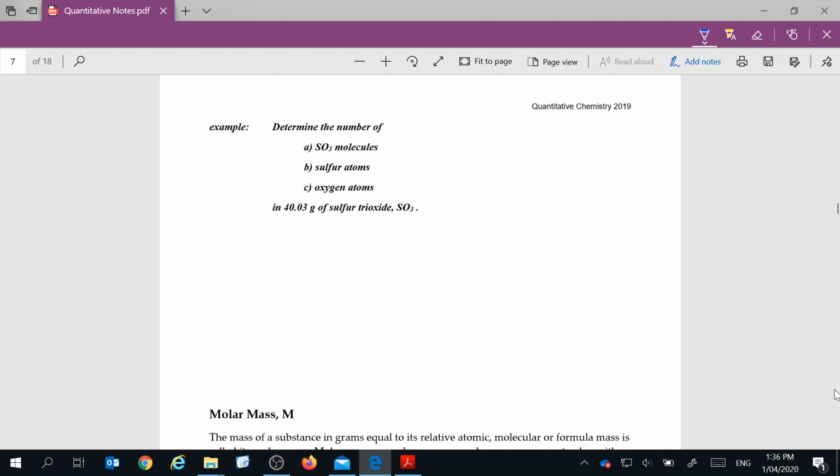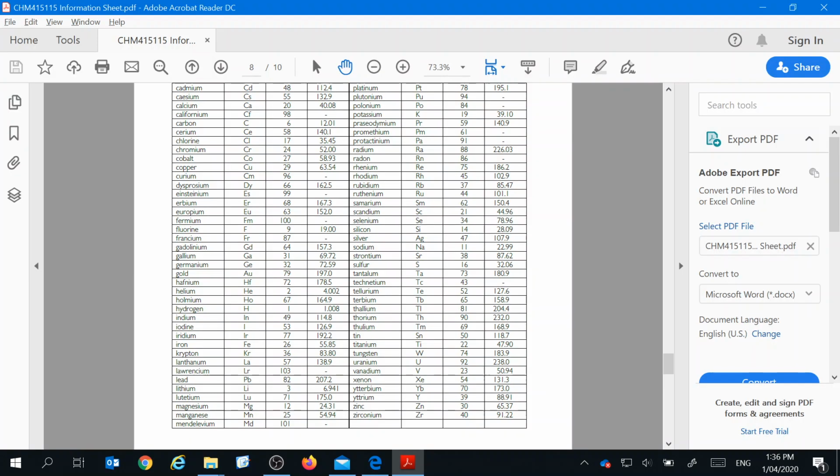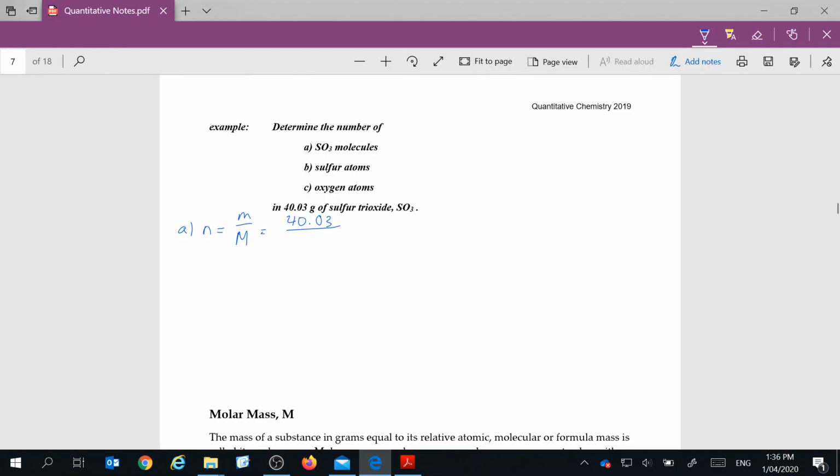All right, determine the number of SO3 molecules. So we've got the mass, and we can calculate the molar mass. So therefore, we can find the number of moles. So for part A, number of moles equals the mass divided by the molar mass. So 40.03 divided by what is, oopsie doopsie, sulfur, 32.06. So 32.06 and 3 oxygens.